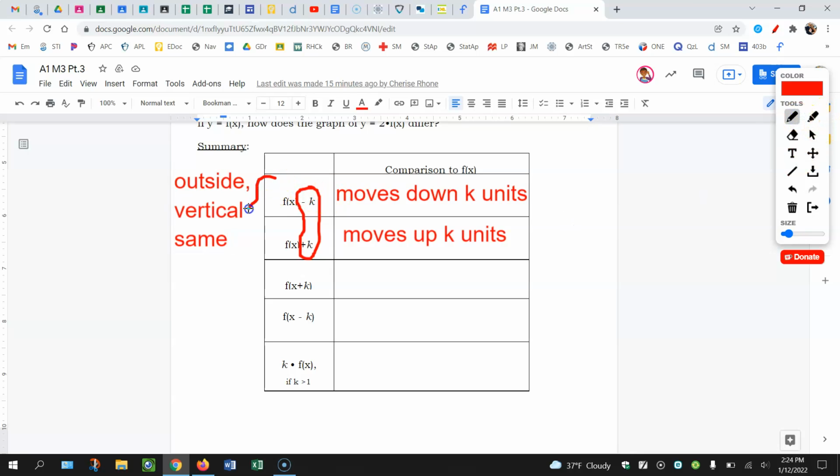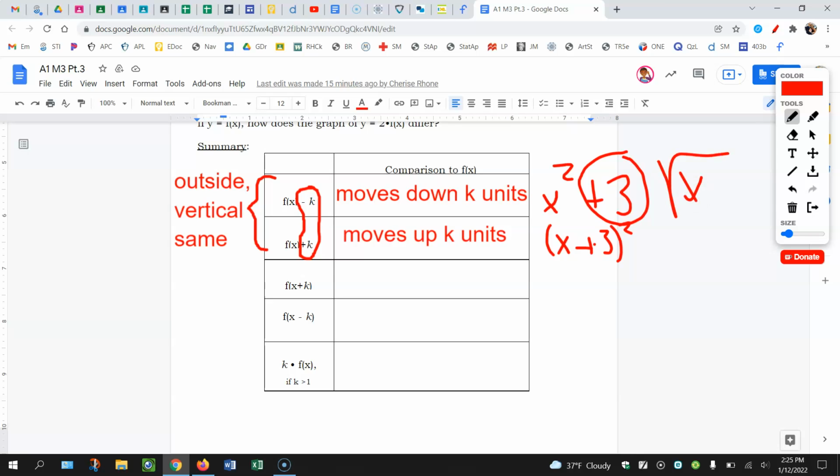So really, for these two, outside, it's not part of the function. If I had x squared plus 3 versus x plus 3 squared, this plus 3 is outside of the function. It's not part of that squared. That's what I mean by outside. Same idea with square root: the plus 3 would not be under the square root, versus the plus 3 being under the square root. These are outside. It's going to be a vertical shift. So this plus 3 would be up 3, and it's going to be the same direction as we think. Positive is going to move up. Negative is going to move down.